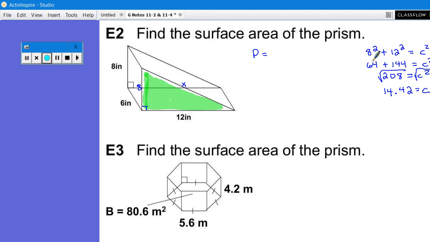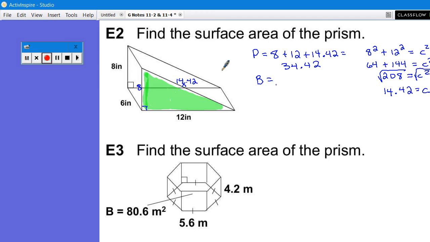All right, now that we have this other side right here at 14.42, we're going to add up those 3 sides to find the perimeter. We're going to start with the 8 plus the 12 plus the 14.42. That gives you a total perimeter of 34.42.